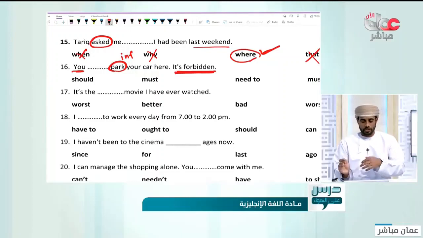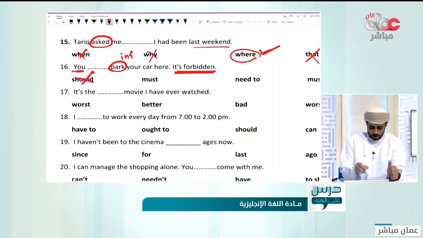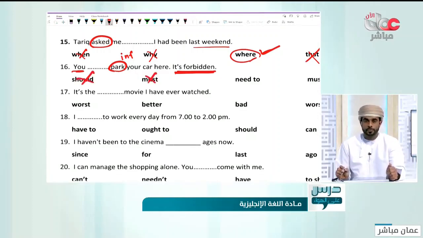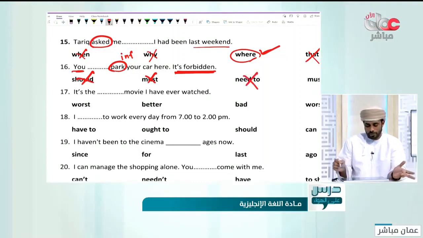So it shows that you use either must or, sorry, positive or negative sentences. And here we need what? A negative sentence. So should and must won't work. Needn't or mustn't? Sorry, need to also won't work. So the only thing that would work is mustn't.